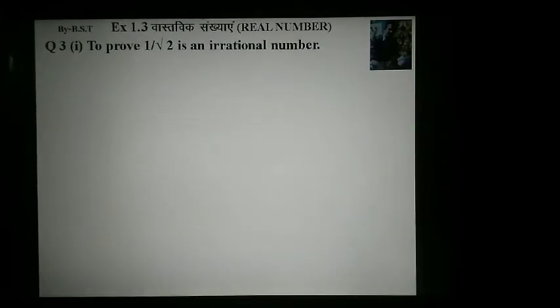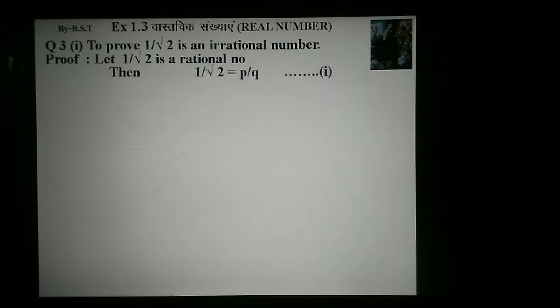Same next question. To prove 1 upon root 2 is an irrational number, how will we solve this type of question? There are the same steps just like root 5 is an irrational number. Let us start. Let 1 upon root 2 be a rational number. Same steps. So we can write it in the form of p upon q. So 1 upon root 2 is equal to p upon q, where there are the same conditions, q is not equal to 0, p and q are co-prime.